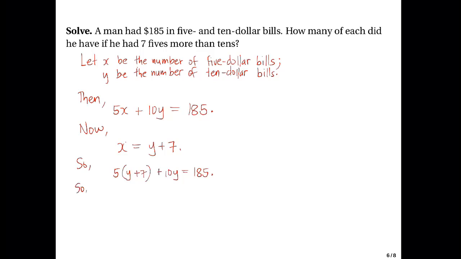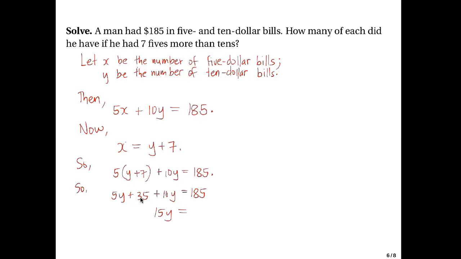Okay? So if we solve for y, we distribute this 5. We will have 5y plus 5 times 7 here, so plus 35. Then you have plus 10y, and this is equal to 185. And then we combine. So 5y and 10y, that's 15y. That's on the left-hand side of the equation.